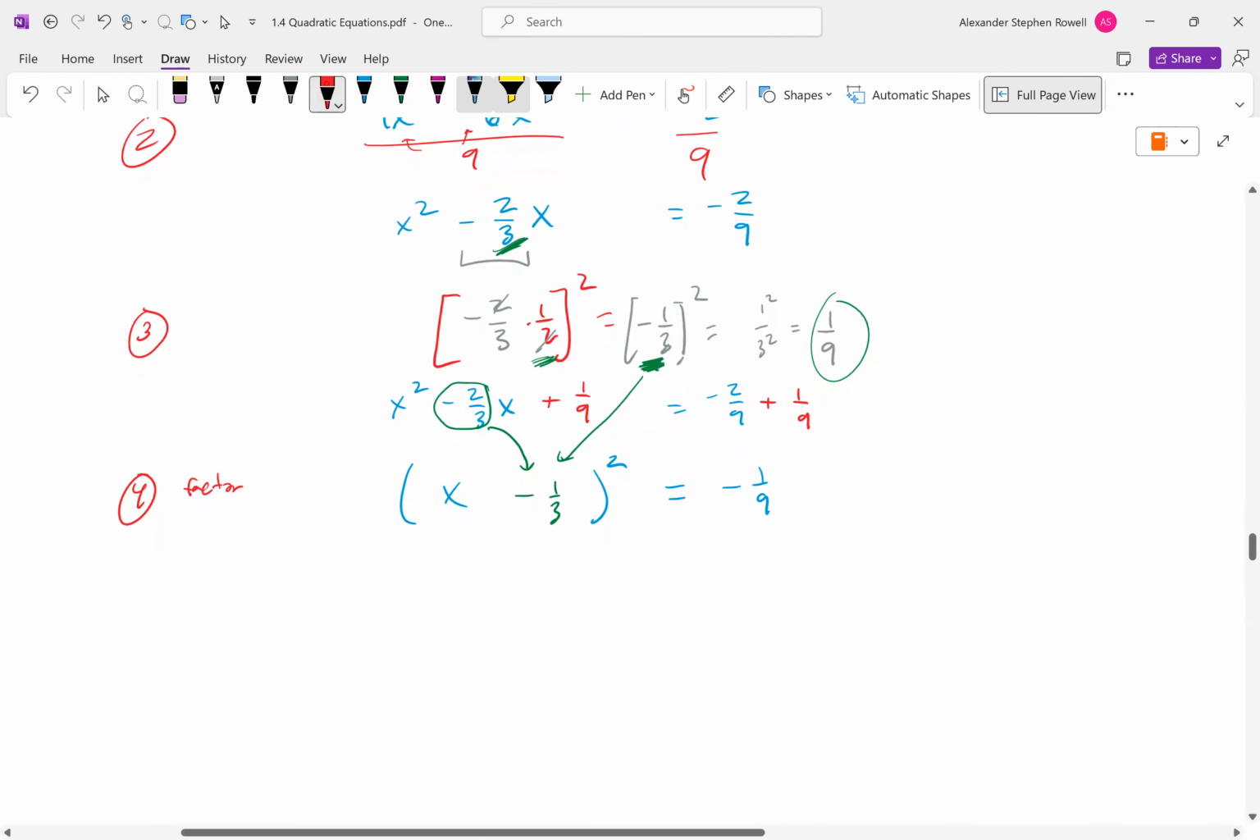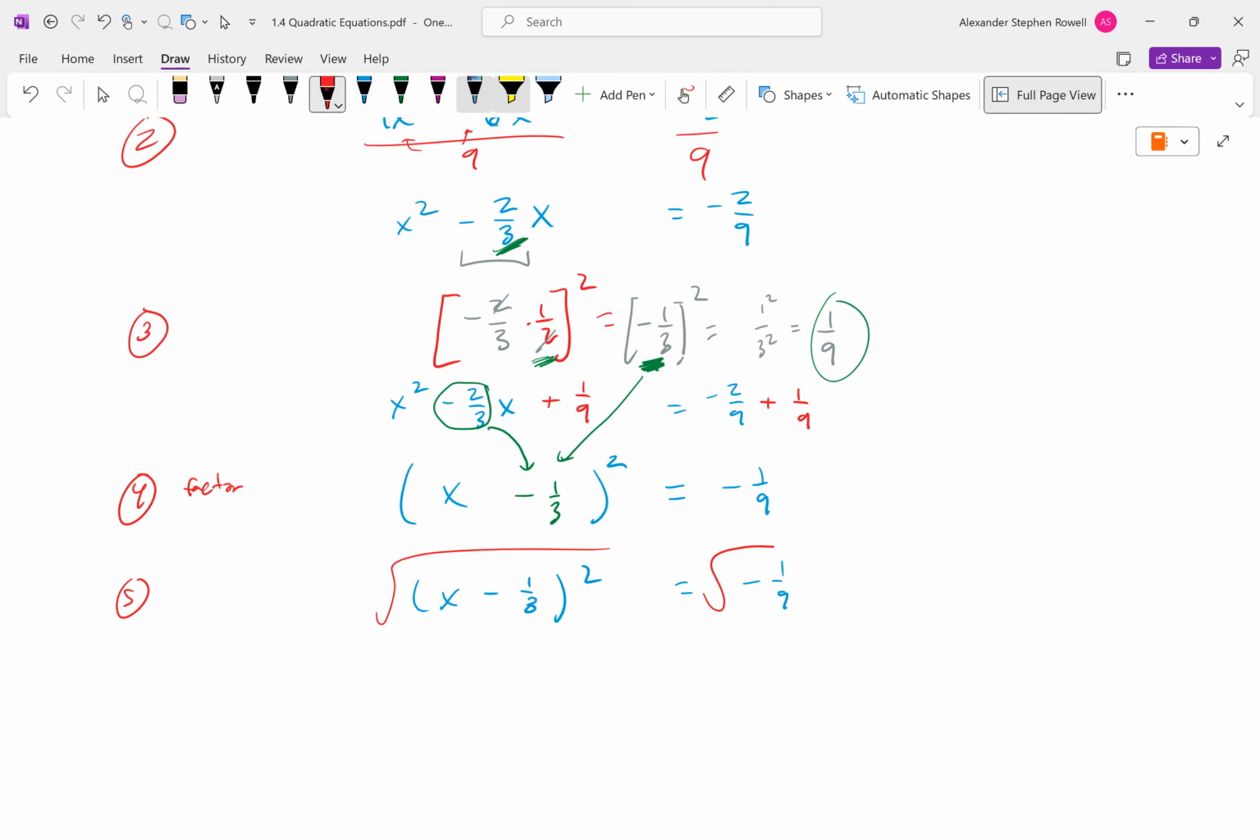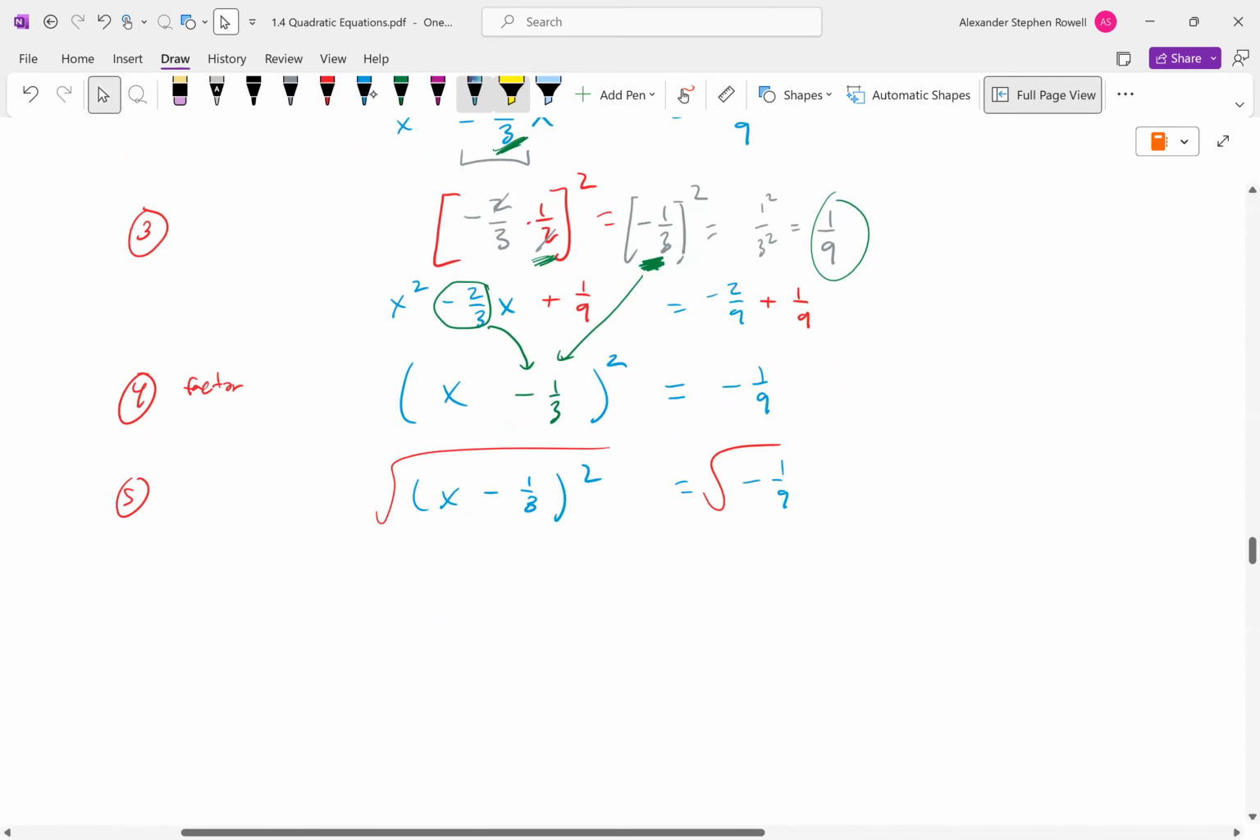So why did we complete the square? What's the next step? So we can square root both sides and get x by itself. So we're going to skip the absolute value, right? X minus 1/3 is equal to plus or minus. How do we simplify that square root?